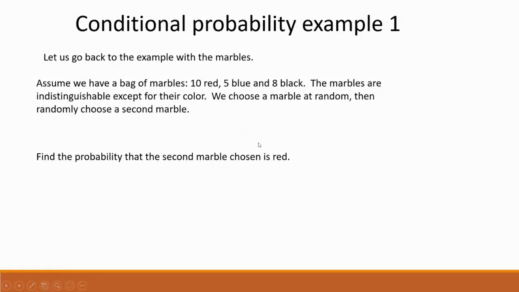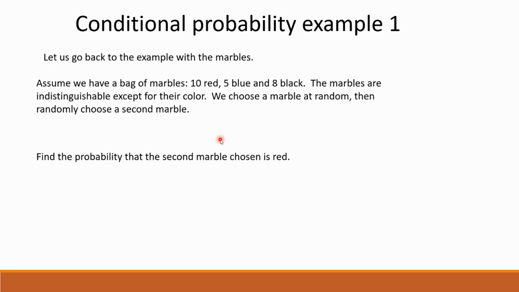All right. Here's an example. This is actually one we did before, but basically I'm going to state what we found using conditional probability. So we have that bag of marbles. There are 10 red, 5 blue, and 8 black marbles. And again, you can't tell the difference between the marbles except for their color. We're choosing a marble at random.